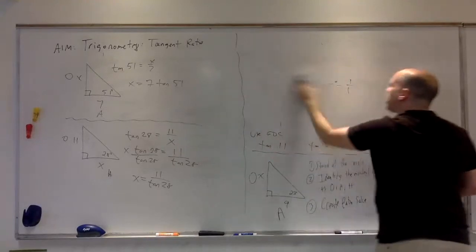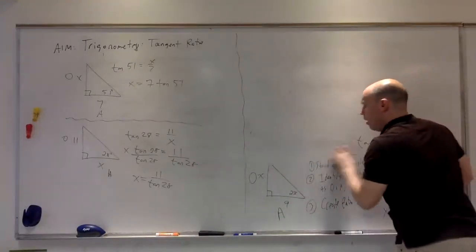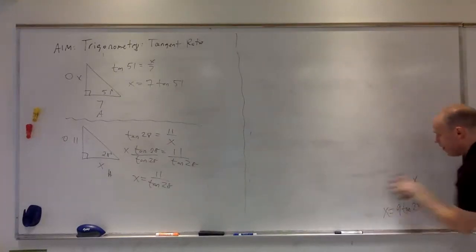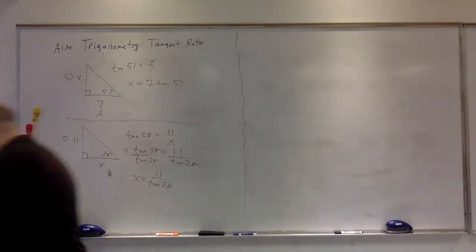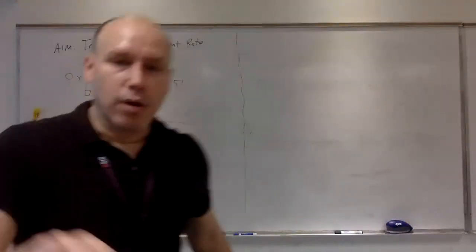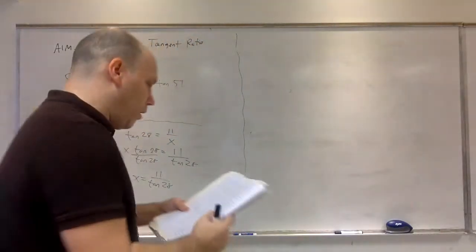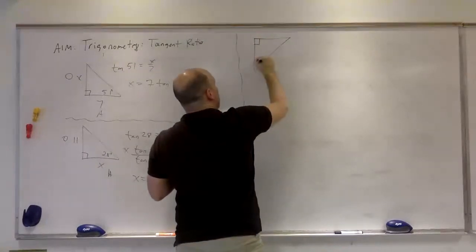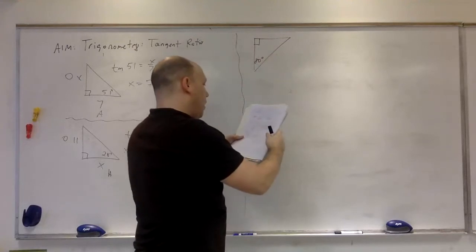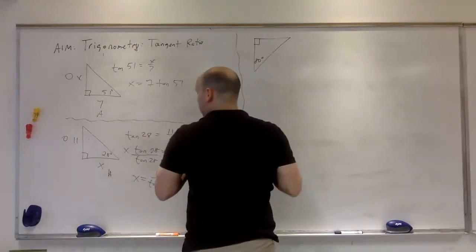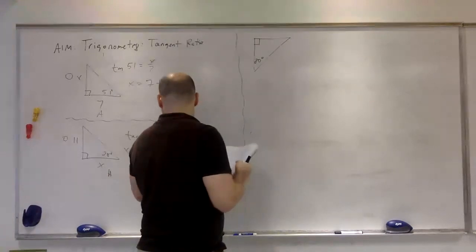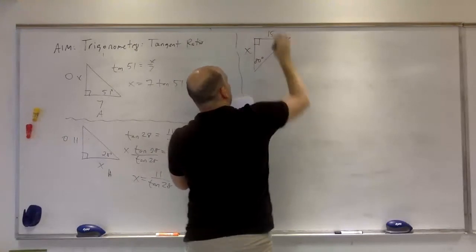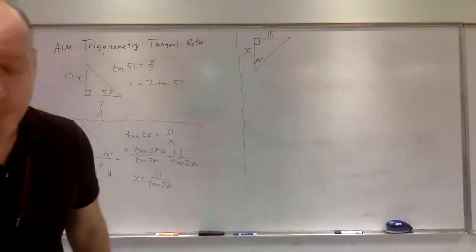Should we do one more together? I think so. Let's see. So let's try another one. How are we doing for time? I think we're in good shape, right? Yeah, we're good. Let's try another one. Here's 80, and x and 15. Okay. Why don't you try setting this up on your own?